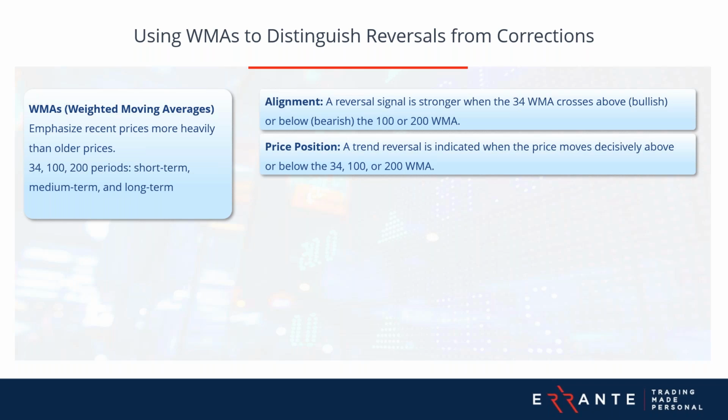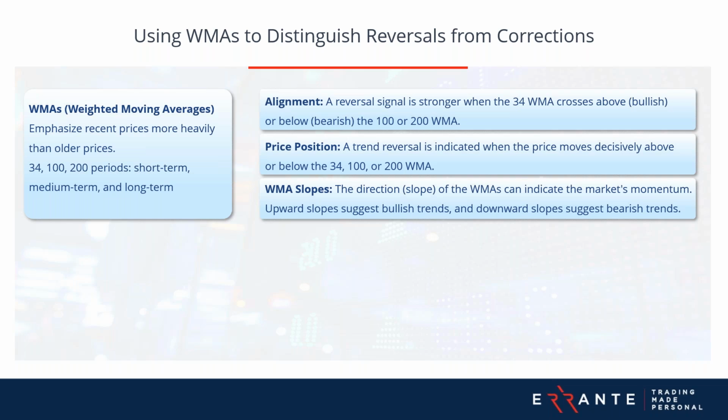Okay, so let's jump to the next rule, which is the price position relative to WMAs. The position of the market price in relation to these WMAs can further confirm the direction of the trend. If the price moves decisively and stays above the 34, 100, or 200 WMA, it suggests a solidifying trend in terms of short-term, medium-term, or long-term correction and reversal. So you can interpret the market sentiment based on the length of each short-term, medium-term, and long-term moving average that you're using.